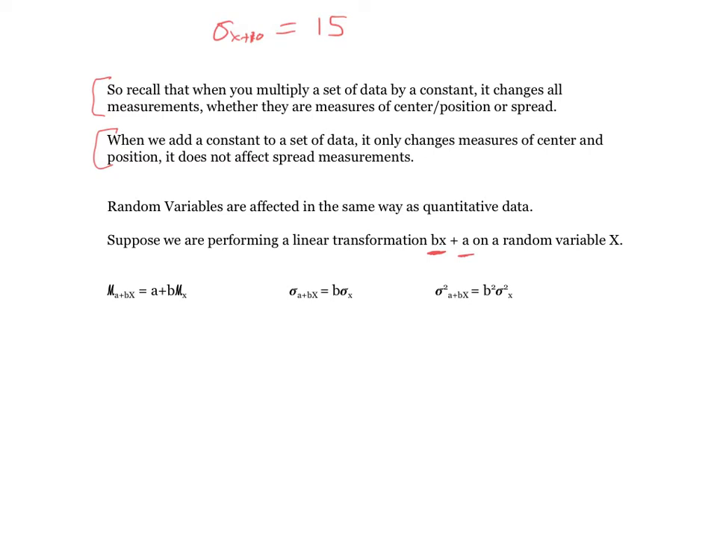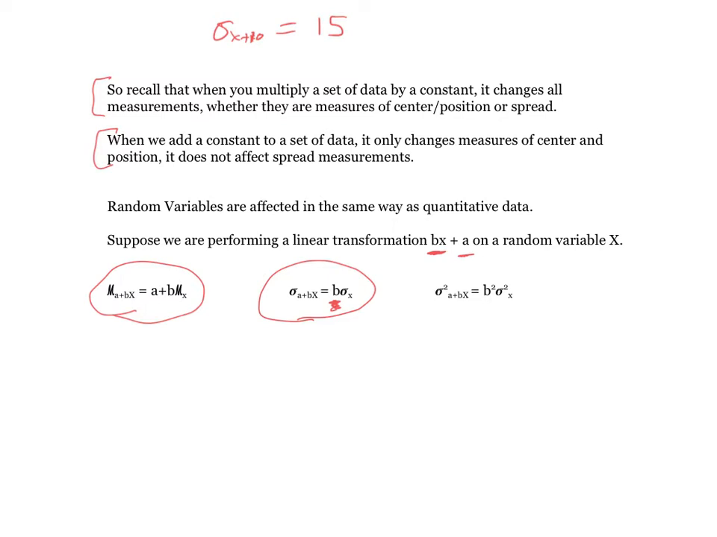Well, for the mean, we would do both. We would multiply the mean by b, and we'd add a to the mean as well. Okay, so for the mean, it gets affected by both numbers. For the standard deviation, it only gets affected by what we're multiplying by. So it does not matter that we're adding a to every piece of data. The only thing the standard deviation cares about is what we're multiplying by.